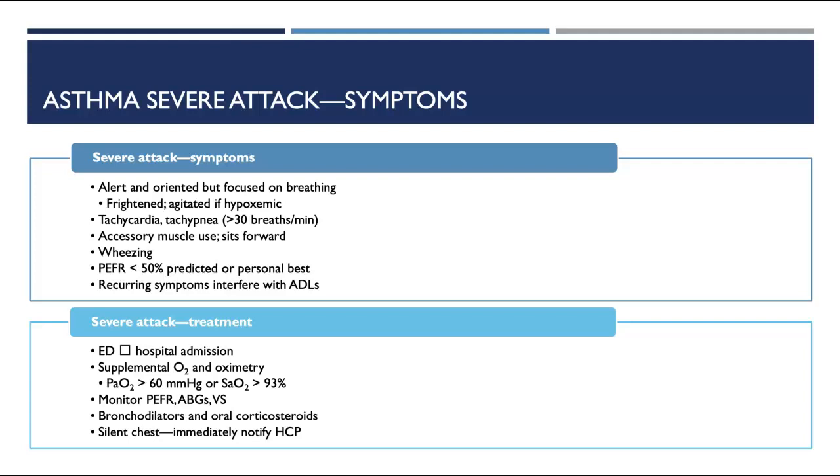With a severe attack, we're going to expect them to go to the ED and then be admitted. They may need supplemental oxygen and oximetry. PaO2, we're going to try and keep that greater than 60 and SaO2 greater than 93. Monitor the peak flow, ABGs, and vital signs. We're also going to be giving bronchodilators and oral corticosteroids, although sometimes they'll even do the IV steroids. And if there's a silent chest, immediately notify the healthcare provider.